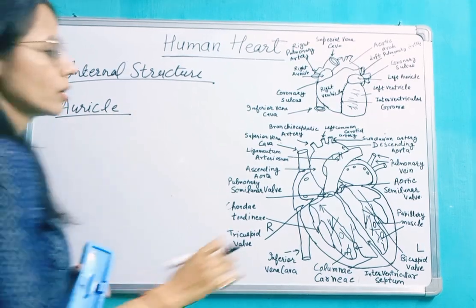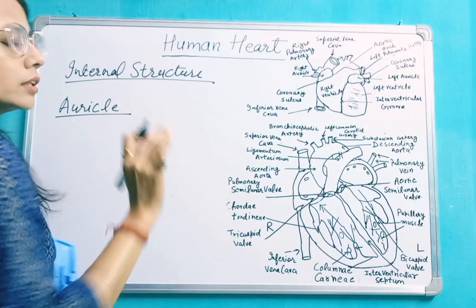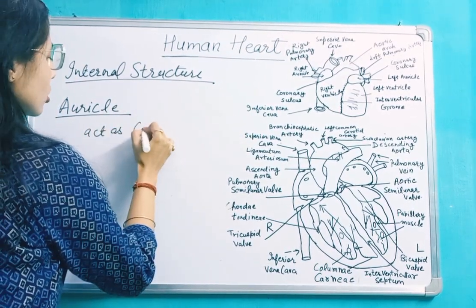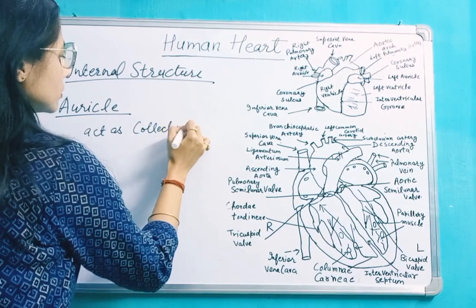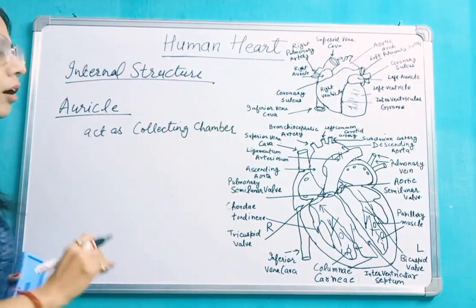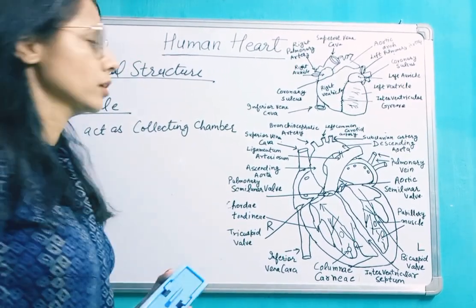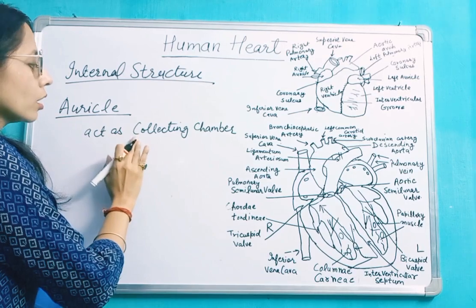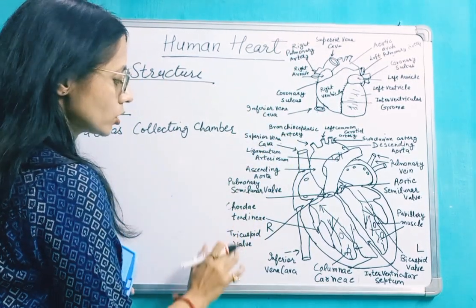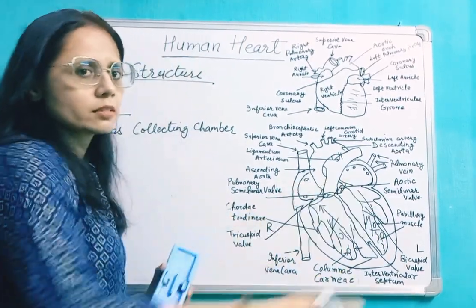Okay, here is the auricle. The auricle here acts as a collecting chamber. ऑरिकल यहाँ पे कलेक्टिंग चैम्बर कर रहे हैं. क्यों? क्योंकि ऑरिकल जो है, it receives blood from your superior vena cava and your inferior vena cava and your coronary sinus. We will discuss it further.